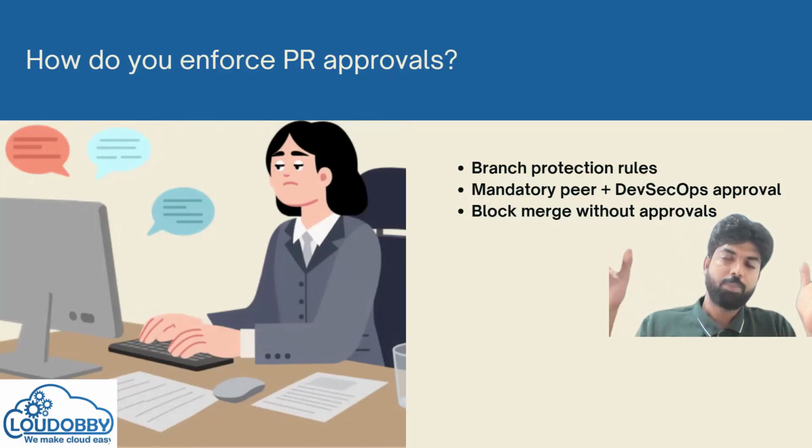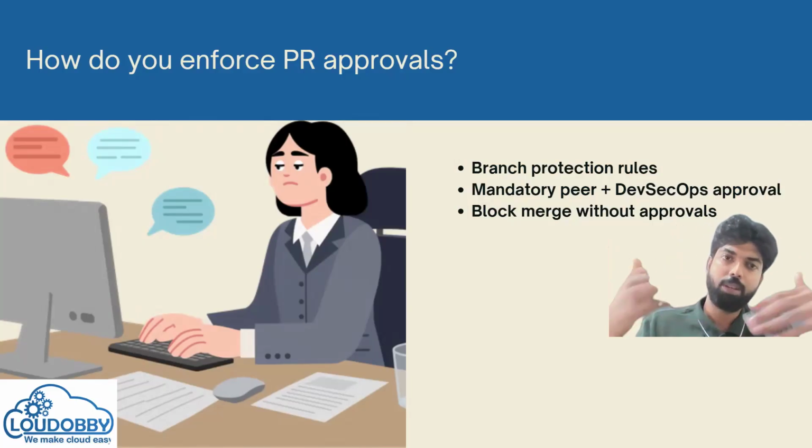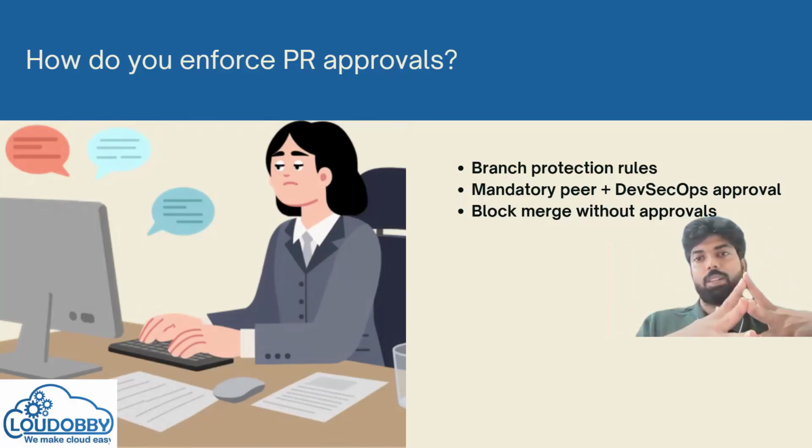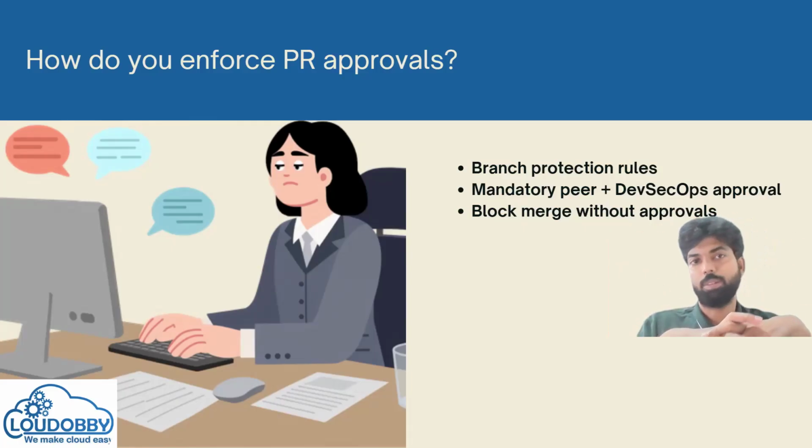There's something called branch protection. You can protect a branch, because dev will be deploying continuously, but when something goes to production or the main branch, it will automatically trigger the approval. Mandatory peer approval means I have done the change, and one of my colleagues can review and approve it. The DevSecOps team can approve the production change. And block merge without approvals.